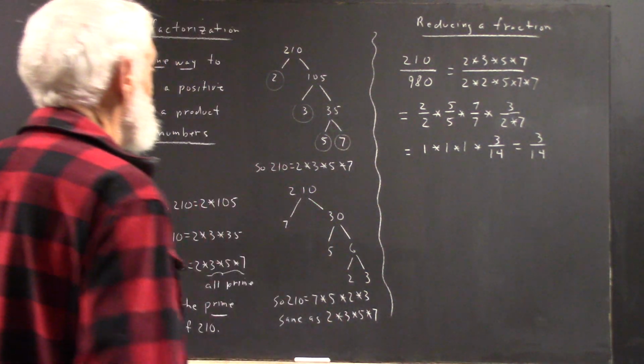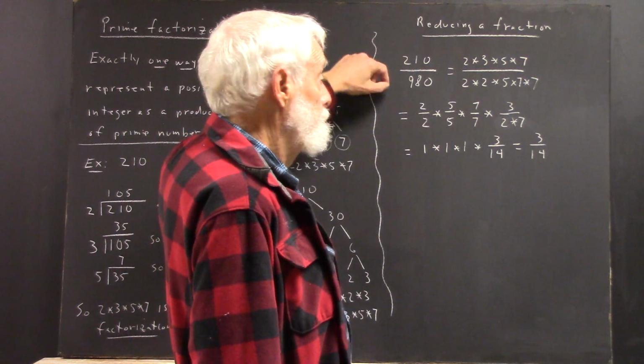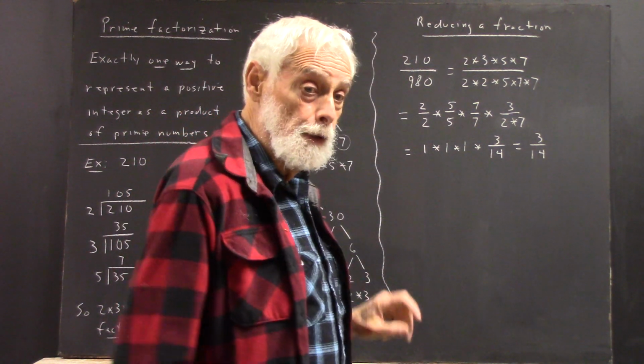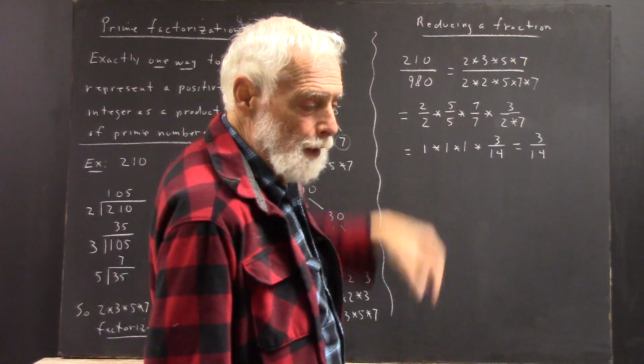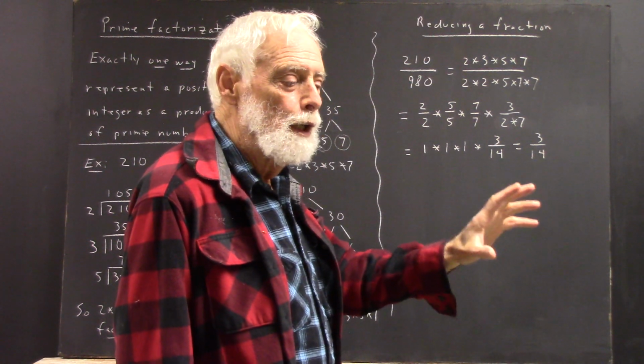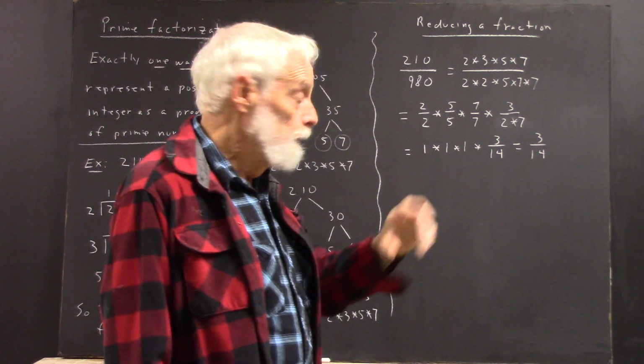Briefly now, reducing a fraction. Okay, let's just take 210 over 980. It'd be easy to reduce this. You can divide things out and all that stuff, and that's okay if you do it right. But I want to do it with prime factorizations to illustrate a couple of things.